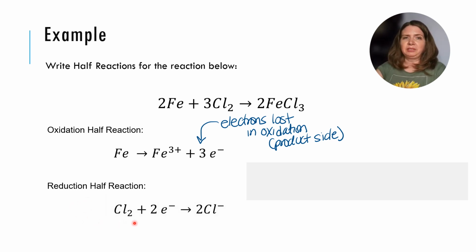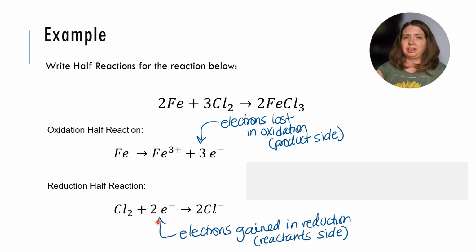Chlorine starts in its elemental form as Cl2, which is neutral with an oxidation state of 0. In the product, chlorine becomes Cl- with an oxidation state of -1. Because chlorine is diatomic, we must keep the formula Cl2 on the reactant side. On the product side, we need 2 Cl- ions to account for both chlorine atoms. Since each chlorine atom gains 1 electron to go from 0 to -1, a total of 2 electrons are gained. These electrons appear on the reactant side of the half reaction because reduction is the gain of electrons.